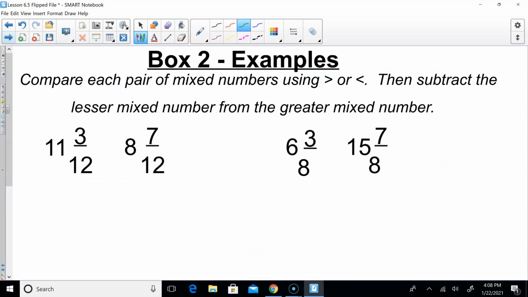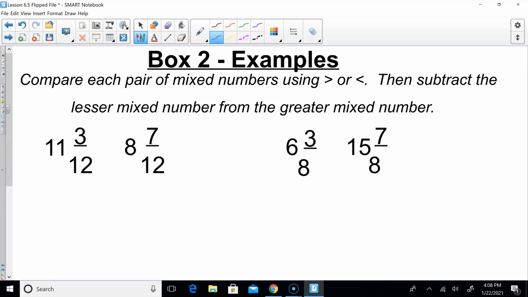And here we go. It said compare each pair of mixed numbers using greater than or less than, then subtract the lesser mixed number from the greater mixed number. So we have more practice of doing this one. We look at these numbers. We look at 12ths and 12ths, the fraction. But the first thing we need to do is look at the whole number.